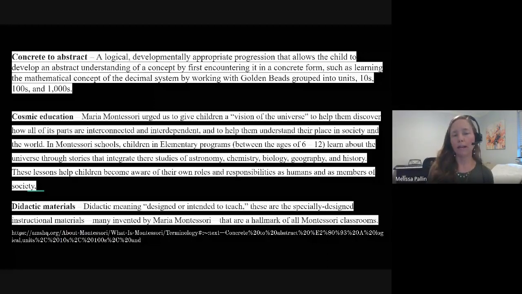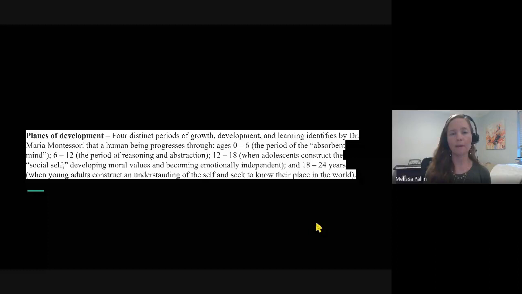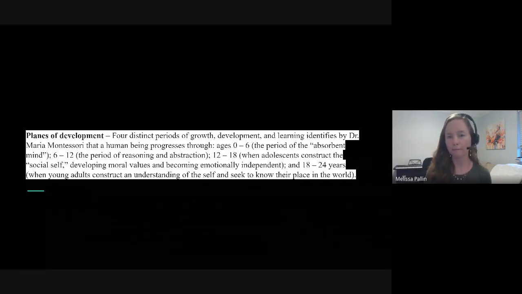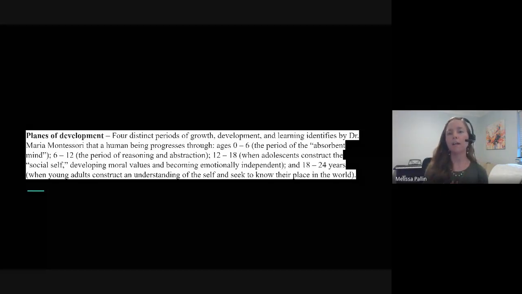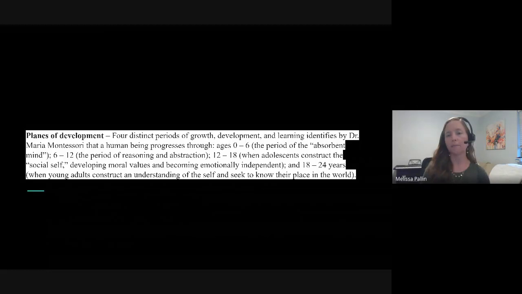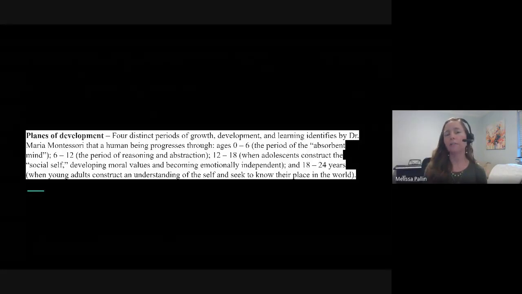And one last concept that we're going to talk about is the planes of development. We're going to talk about two planes real briefly. Birth to 6 is the first plane of development, and that is the plane of development that the child who is in the primary classroom, for example, with Lori Dundore, is in. The environment in that classroom is prepared for the child to learn through their senses.